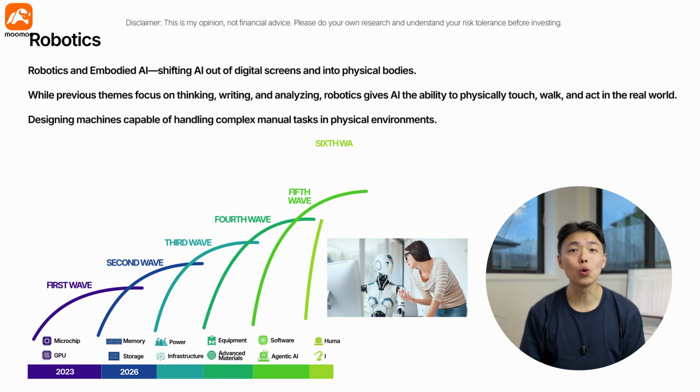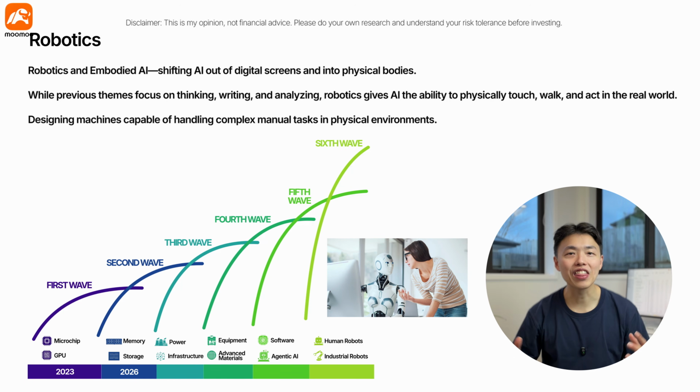The sixth theme is robotics. Every AI theme so far lives inside a screen. This one doesn't. All the AI we have talked about so far can think, can write, can analyze, but it can't actually touch anything. Embodied AI is different.